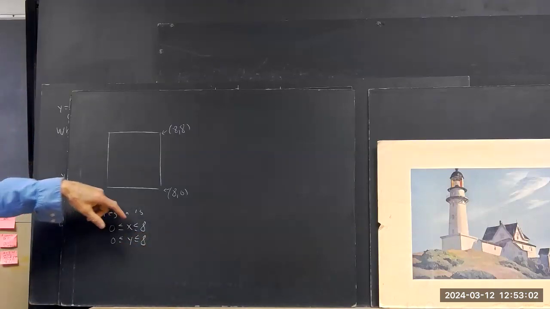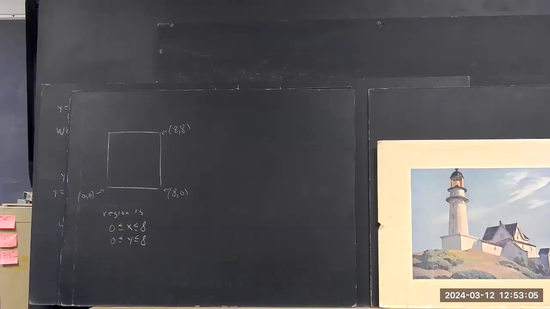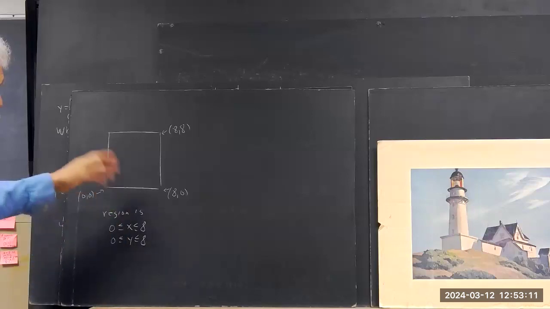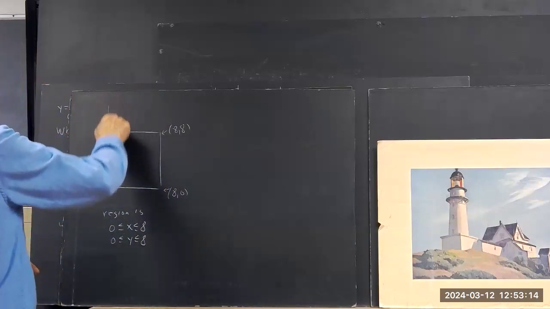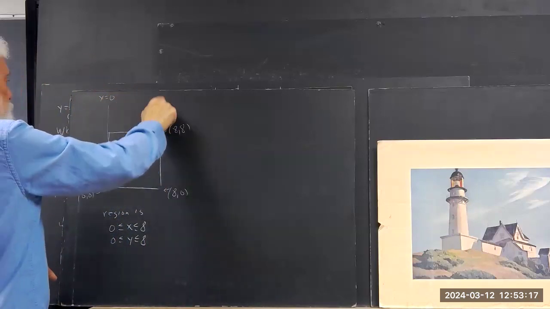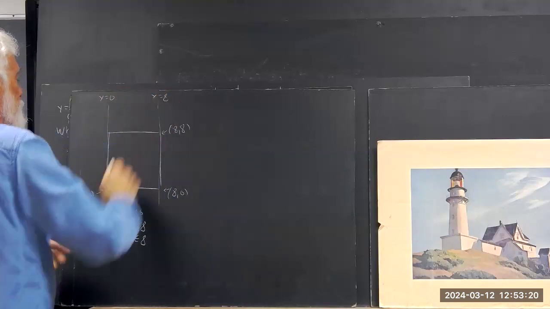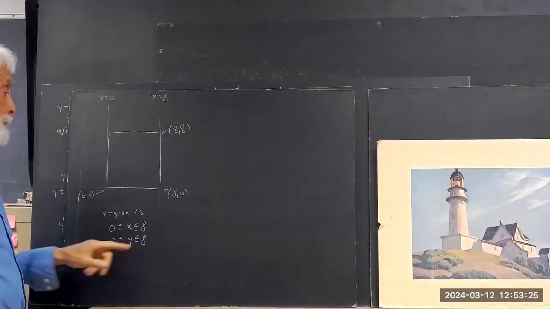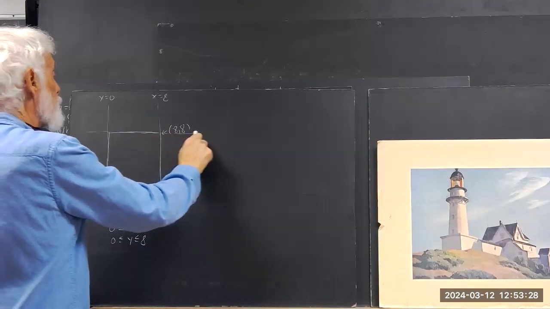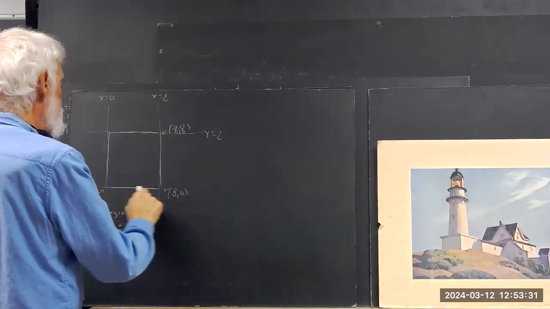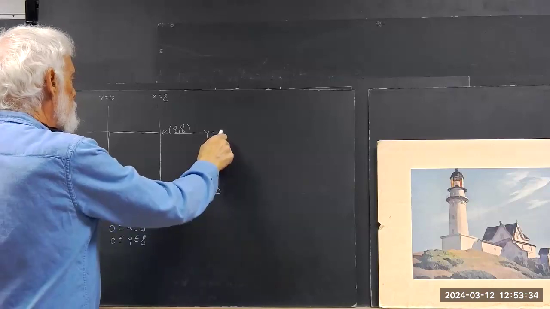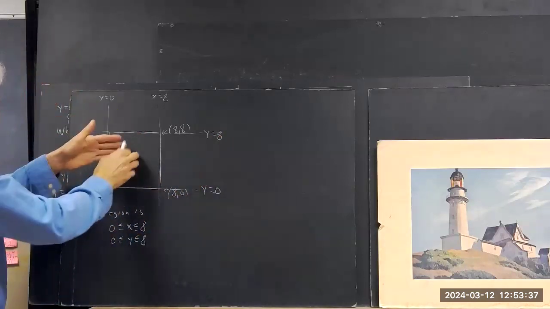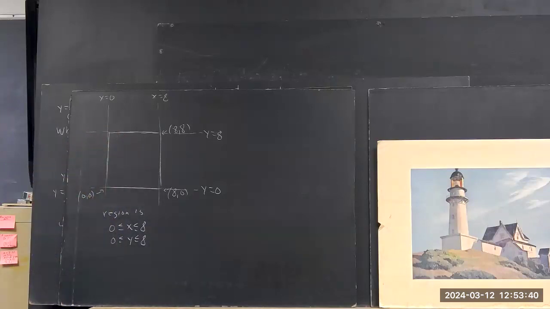Is a set of all points where x is between 0 and 8 and y is between 0 and 8. Okay. If x is between 0 and 8, then you're between these two vertical lines. Here's x equals 0. Here's x equals 8. So you're confined between these two lines because of this. Y is between 0 and 8. So here's where y equals 8. Here's where y equals 0. And you're confined between these two lines, which means you're confined within this square.